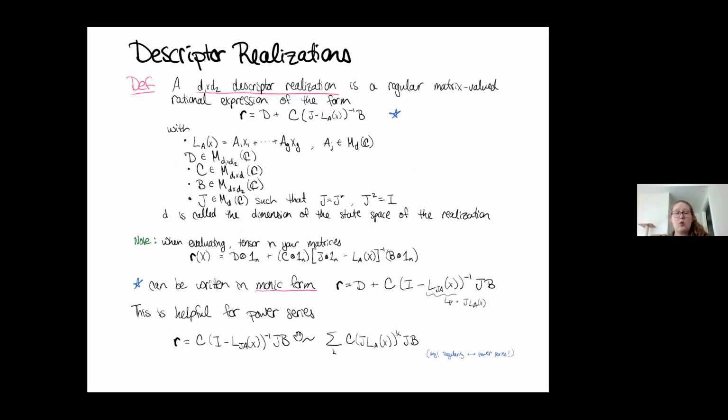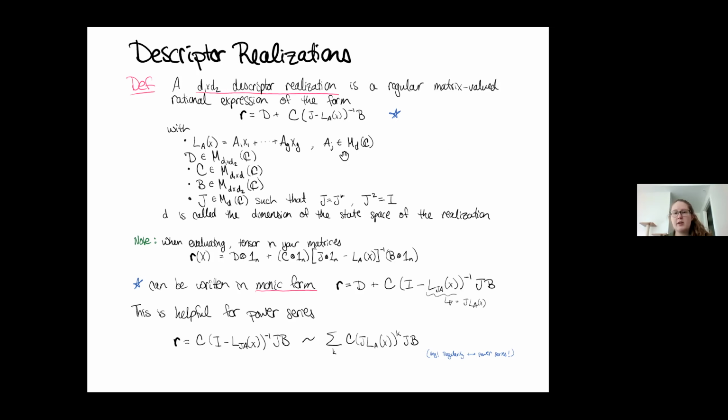Now, a special case are what's called descriptor realizations. These are ones where you build the realization using a certain form. So in one of the references that I'm going to give you all, you have it defined as your realization here is a regular matrix valued rational expression of the form D plus C times something that's basically a pencil inverse B. So before I just said it's this C lambda inverse B part, that's what we'll mostly be looking at. I'm going to start neglecting our constant term here.